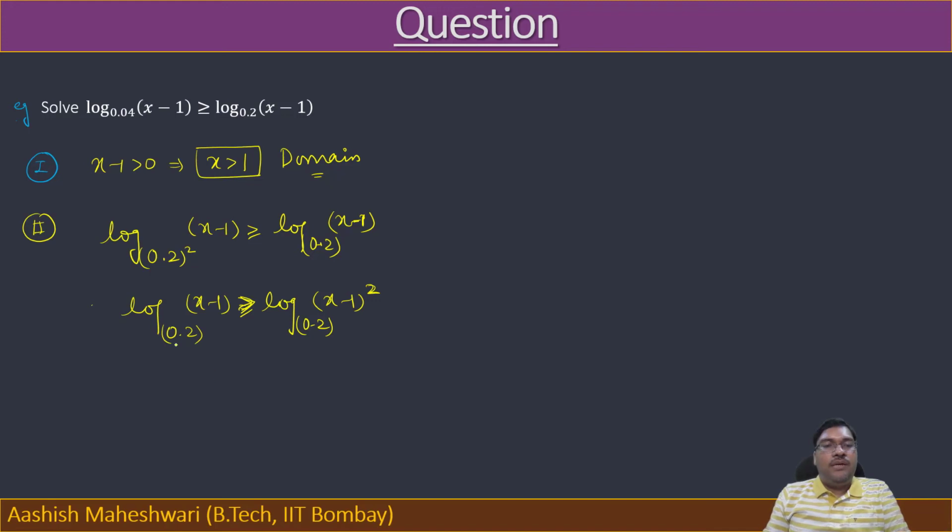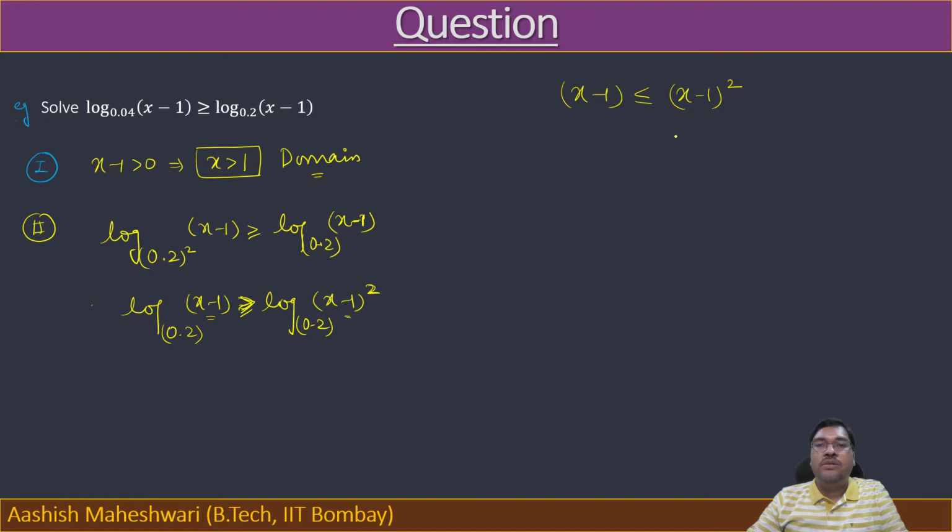Now if you have log of f(x) greater than log of g(x) on the same base 0.2, can we say this quantity will be greater than this quantity, or this quantity will be less than or equal to this quantity? That will depend on the base. So what is the base here? 0.2. So we can say this will be x minus 1 less than or equal to x minus 1 whole square. Why? Because now the base is less than 1, the sign of inequality will reverse. So we have just reversed the sign of inequality.